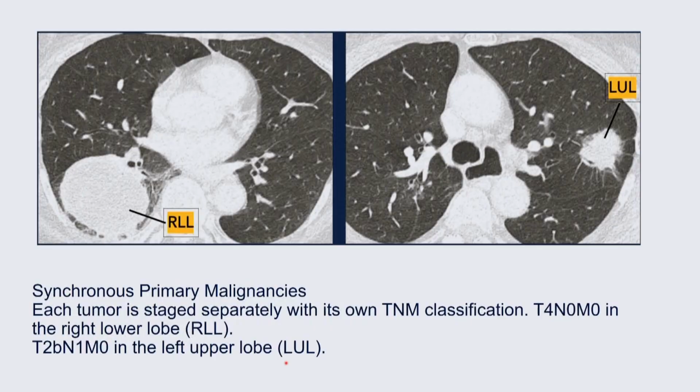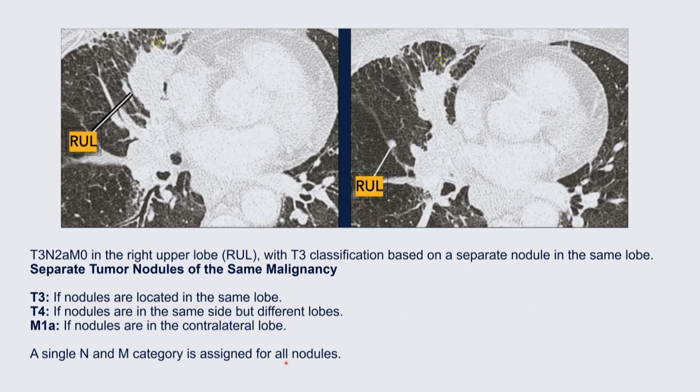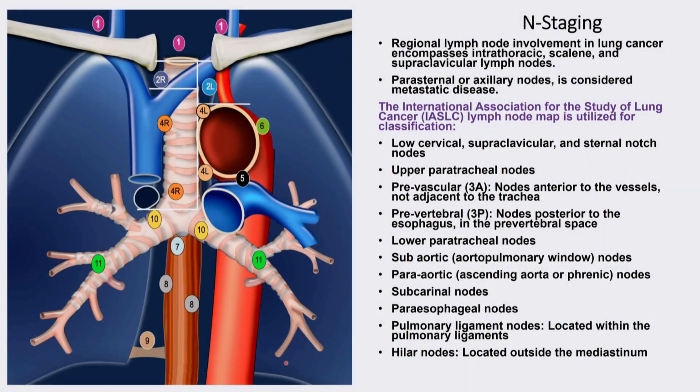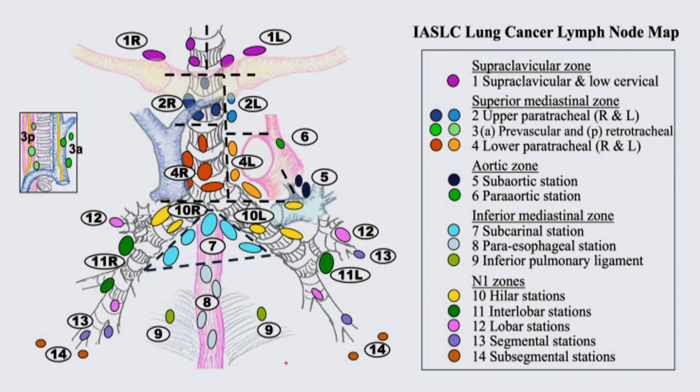There may be synchronous tumors or separate tumor nodules found. In case of a synchronous primary tumor, the TNM staging should be separated for each tumor. And these are the N staging for nodal mapping in a PET-CT scan, and these are all the 1 to 14 stations for TNM staging mapping.